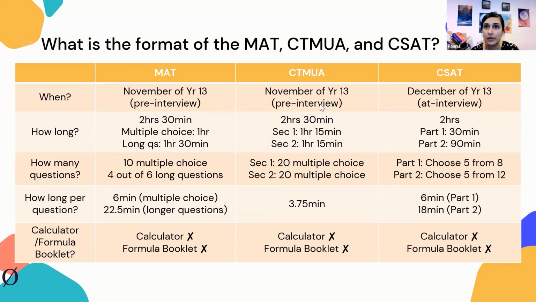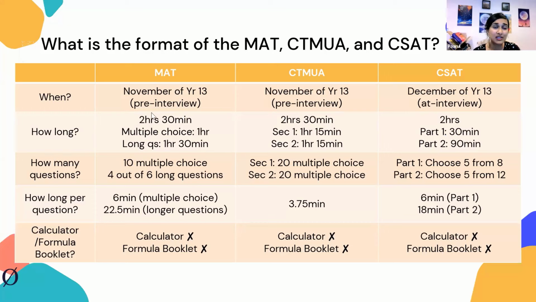Okay, so we've already discussed when these tests take place. How long are they? Well, the MAT and the CTMUA are 2.5 hours each. The MAT is split up, being 1 hour for the multiple choice section and 1.5 hours for the long questions. The CTMUA is 1 hour 15 for both of the sections, section 1 and section 2, and we'll discuss the difference between those in just a second. And the CSAT has 2 parts as well, roughly 30 minutes and 90 minutes for those.